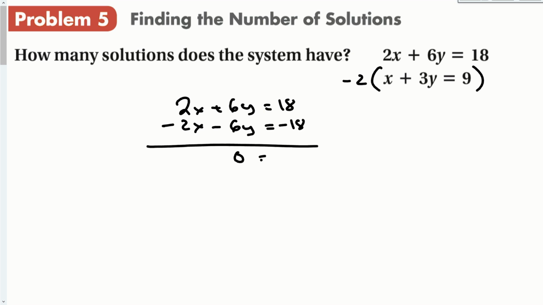Adding these together gives me an identity, that 0 is equal to 0. That means there are infinitely many solutions. These two equations happen to be exactly the same. If I multiply by a positive 2, look, I have the same equation. They are the same line. They intersect everywhere because they're the same line.